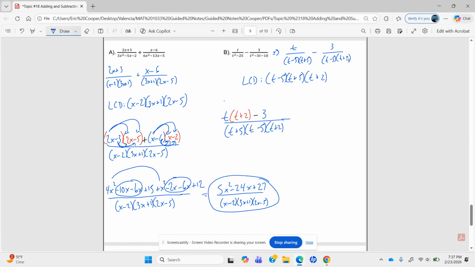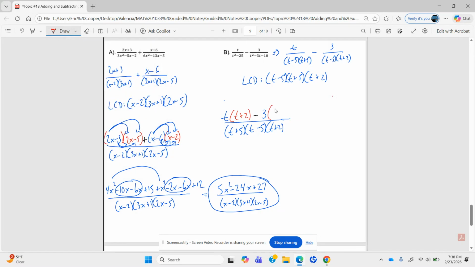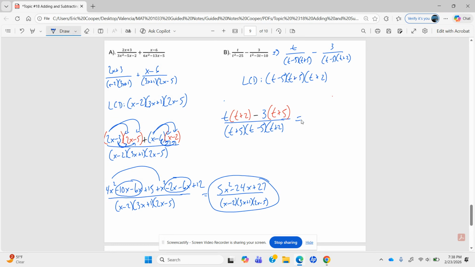What does this denominator have in the second one that the other one doesn't? It has a minus 5 and a positive 2, but it does not have the positive 5. So this will be t plus 5. We'll look to simplify this. Again, the denominator does not change. t plus 5, t minus 5, and t plus 2.